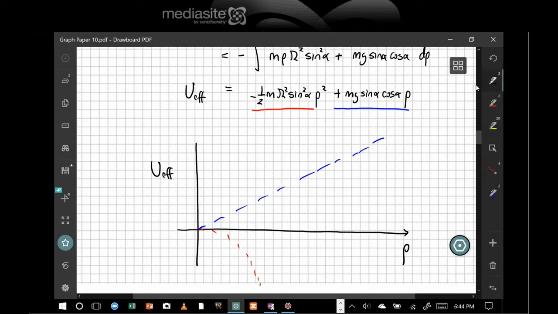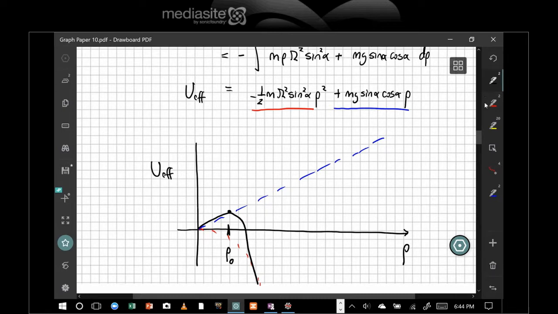And then basically, in the end, the parabola is going to win. So the function is going to do something like this and kind of come down like that. This point here is my equilibrium position. Now notice that is an unstable equilibrium point, because if I go off anywhere, the force will not be a restoring force.